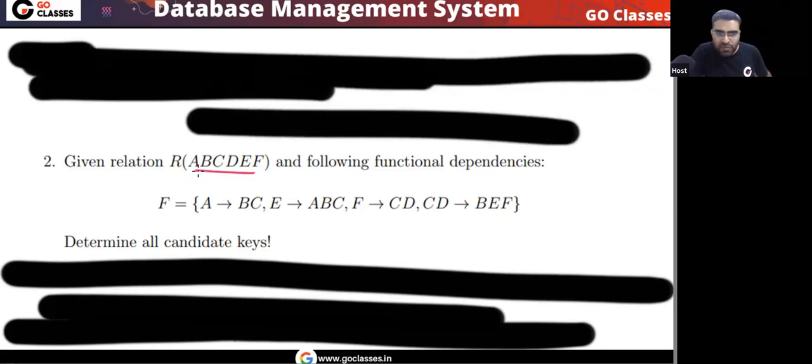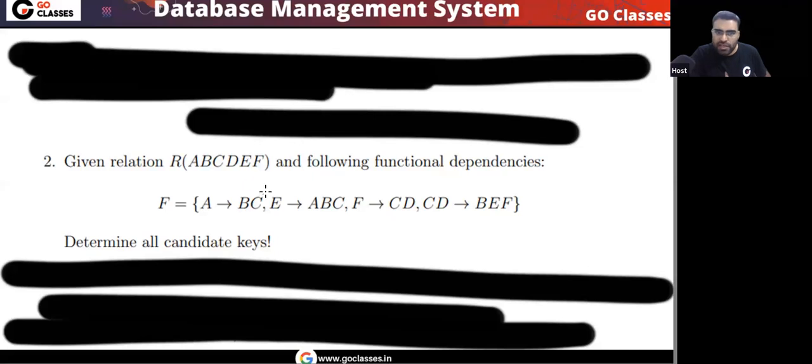So you can see these are the attributes A, B, C, D, E, F. A appears, A, B, C appears, A, B, C, D, E, F. All of them are appearing. So what should be your starting point? Tell me, in this question, what should be your starting point? This is the question that is given to you.